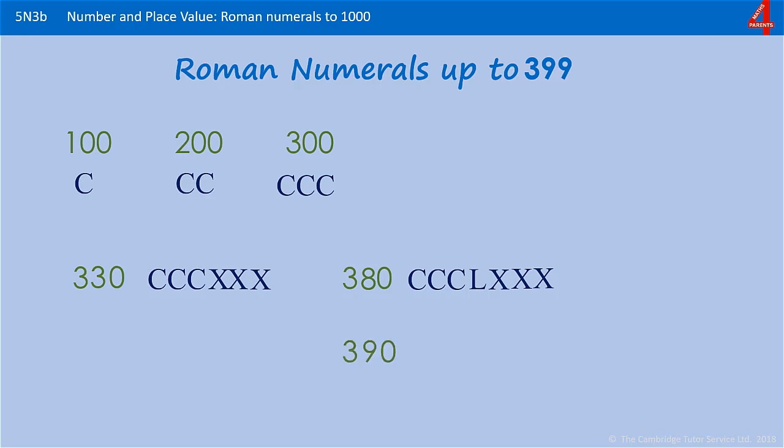390, remember that 90, as with 9, things change. So we have 300, and 90, if you remember, is 10 less than 100. So we put 10 in front of 100. The same pattern follows until we get to 399, where we just add the 9 onto the 390.